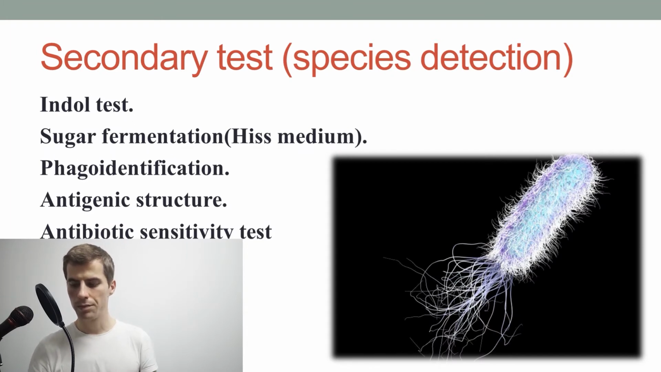Talking about the secondary test, which can help detect species, here we are talking about the indole test, the Hiss medium, which shows fermentation of different sugars, and phage identification, also antigenic structure and sensitivity to antibiotics.